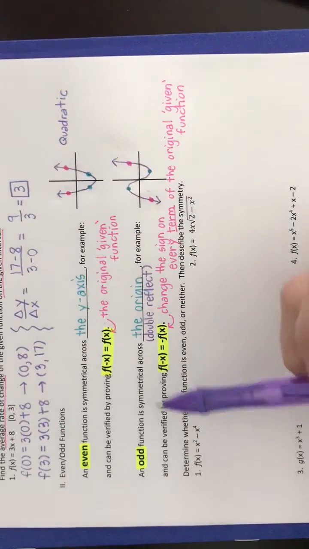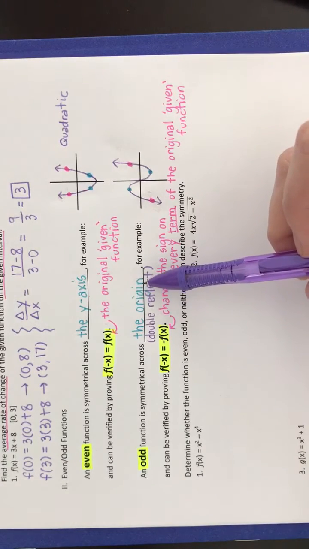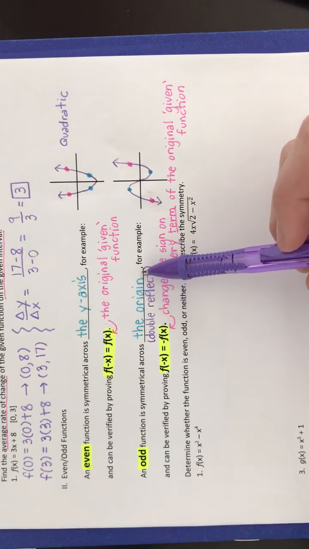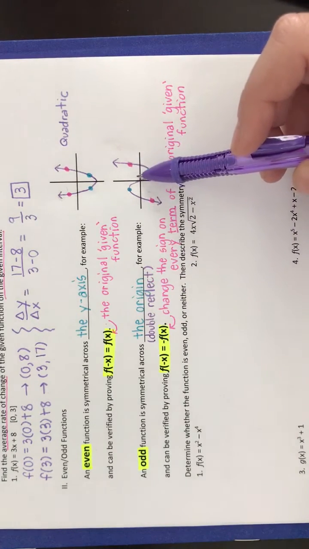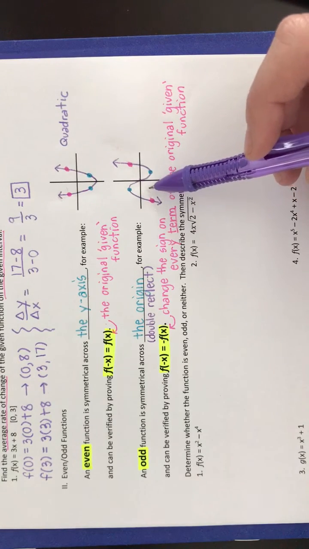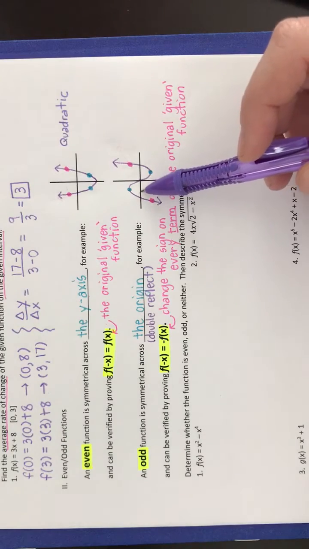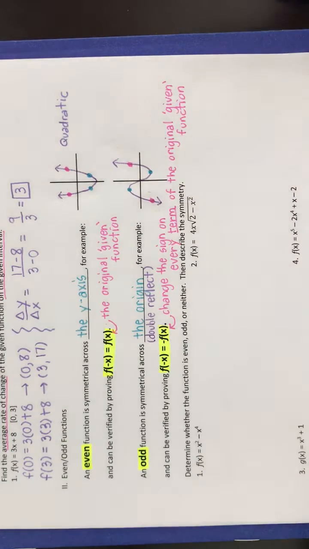An odd function is symmetrical across the origin. I know it sounds weird to say something symmetrical across the origin. You need to think of it as a double reflection. So that means you take your graph and you fold it over the y-axis, you reflect over the y, and then you fold over the x. Or you could go over the x first and then the y. It doesn't matter the order, but you have to do the double reflection. Fold over both the x and the y-axis.